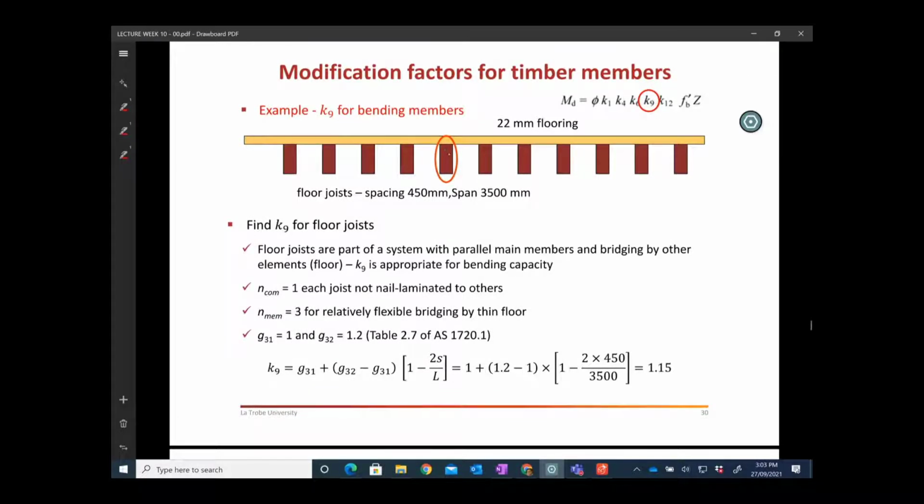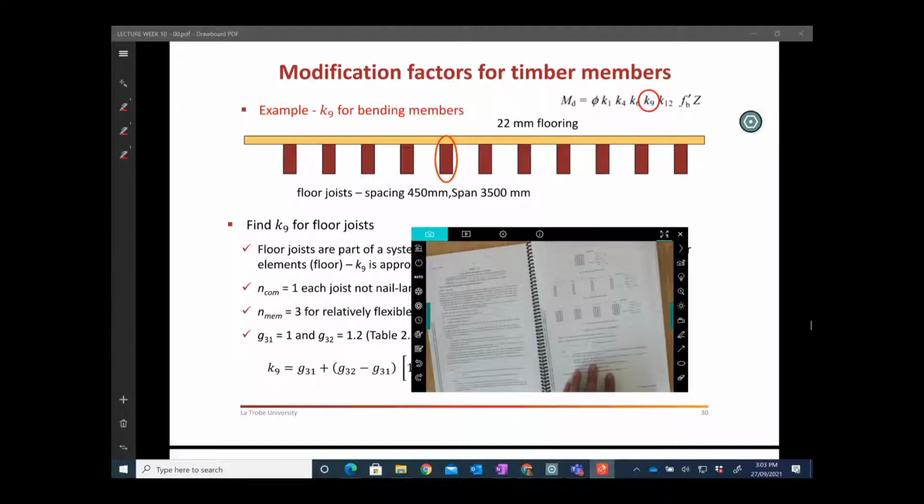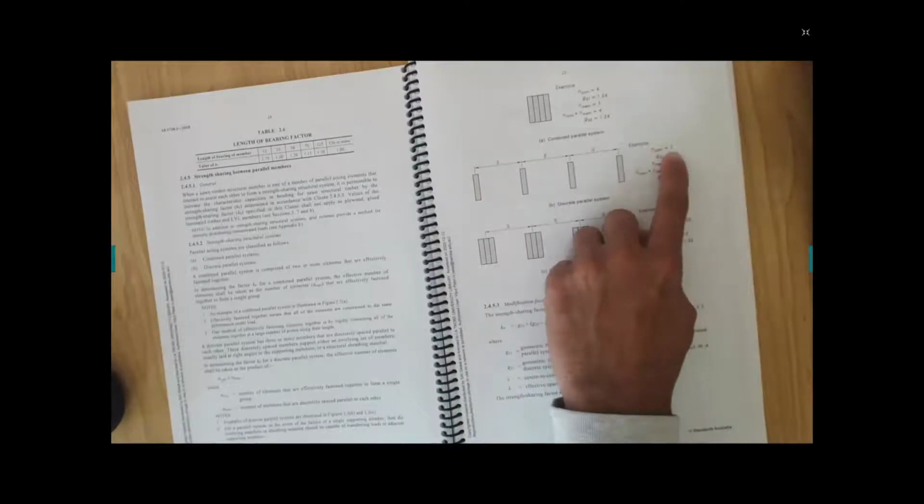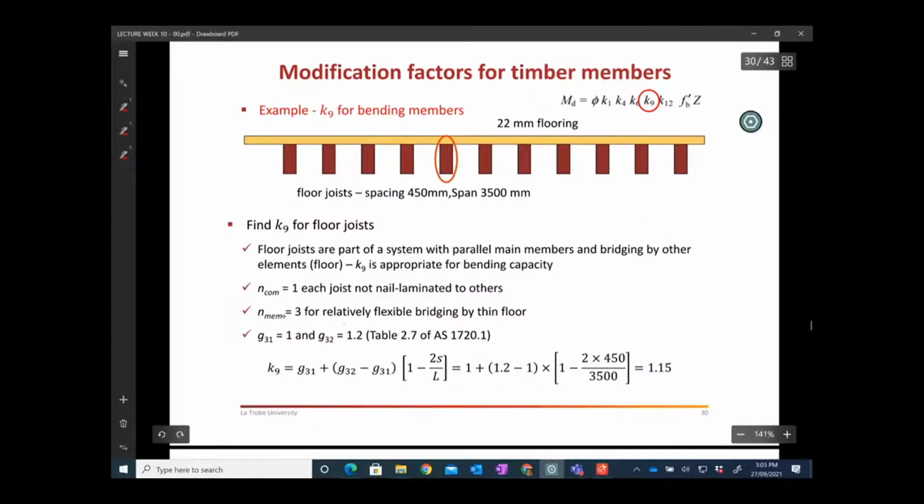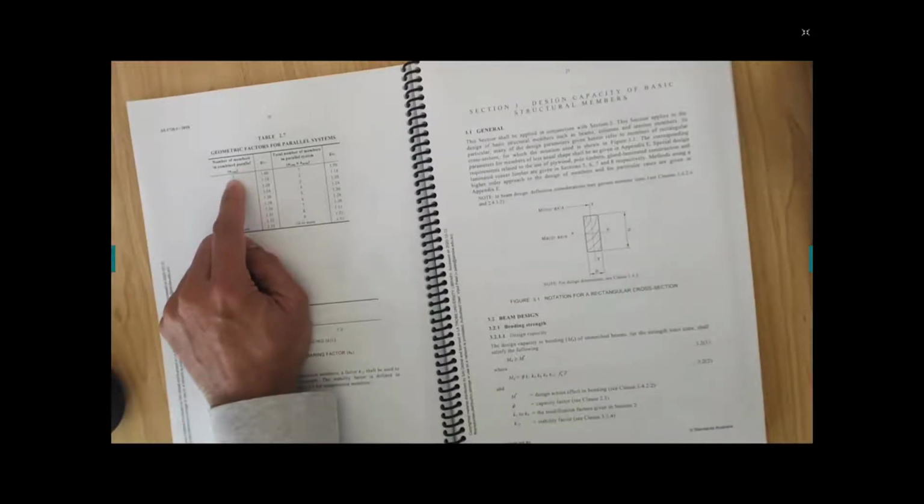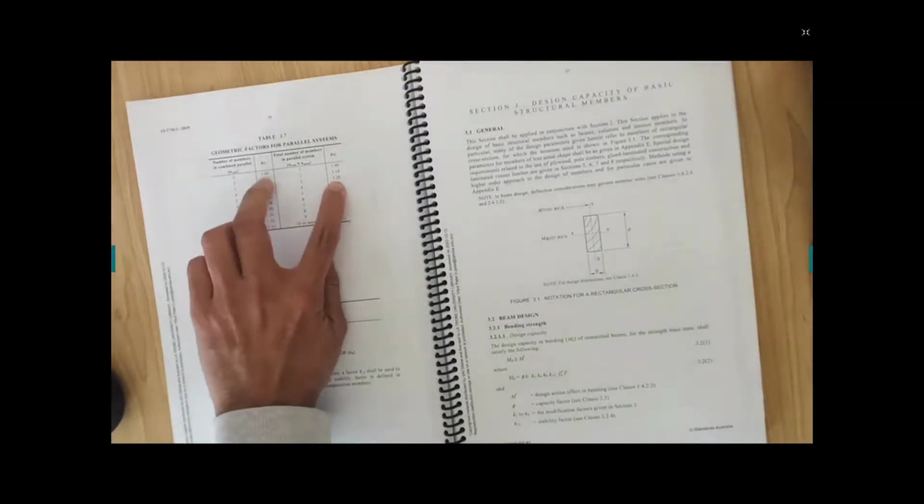Let's say you want to calculate K9 for these members, where you have a system with parallel main members bridging, so K9 is appropriate. N common, the number of combinations, is equal to 1, because you have only one combination. And you have a number of members equal to 3, because when you apply the load, it will be shared between these members. So there are 3 members that will be flexible, and then you will have G31 and G32 just coming from here, where N combination is 1, and 1 times 3, you have this, so 1.20 and 1, that's what they return.